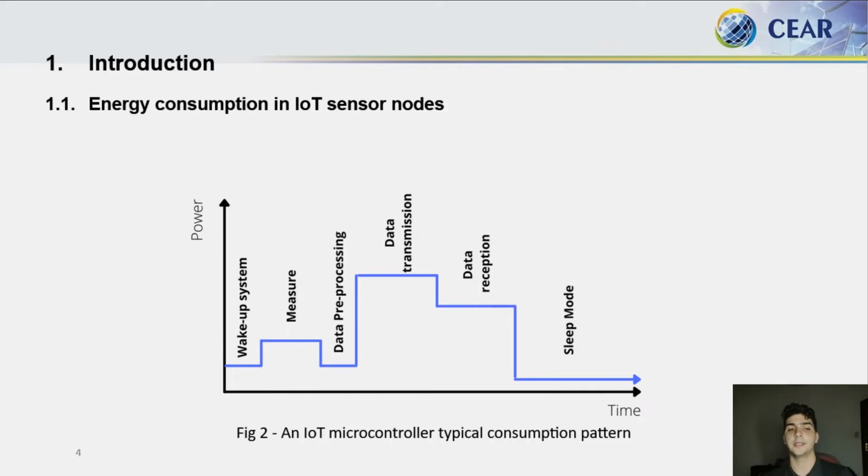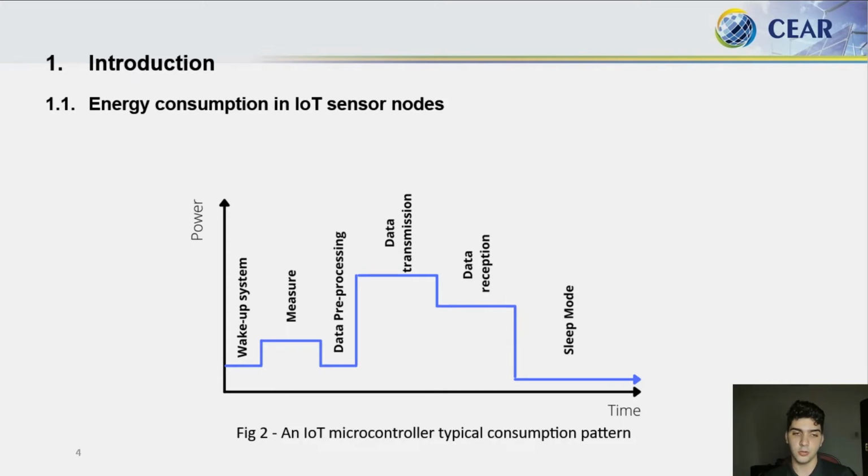In general, the data transmission system is the highest contributor to energy consumption, as can be seen in this figure that shows a power consumption pattern of IoT sensor nodes. In this way, the greater the power reduction of the transmission stage, the more energy the sensor node saves.